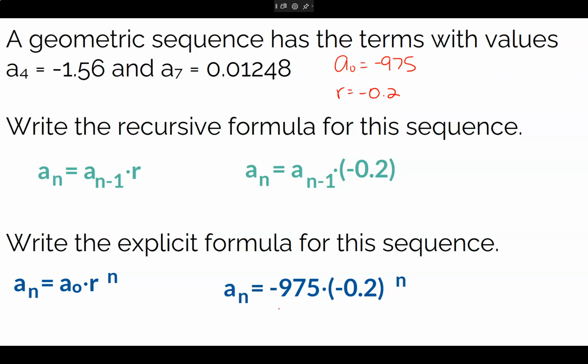Questions for me so far up to this point before we get to our last example?